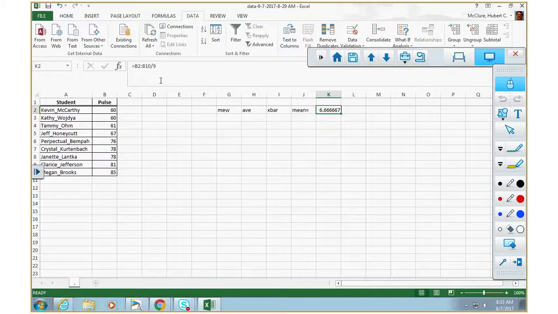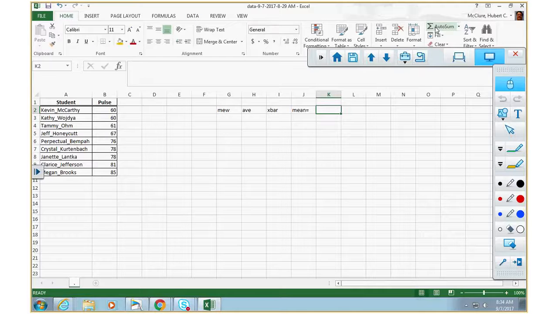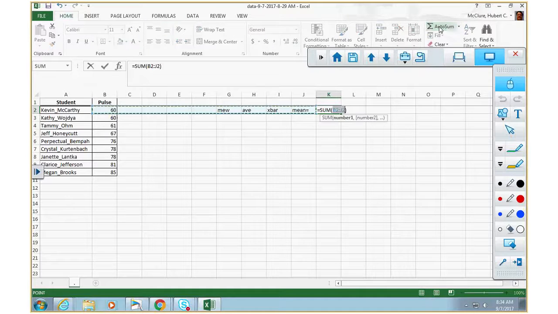Okay, then I didn't sum it up right. Let's do that again. It usually puts, I guess I need to put some around. Auto sum. There, now I put parentheses. Why didn't it put parentheses around? Who knows?